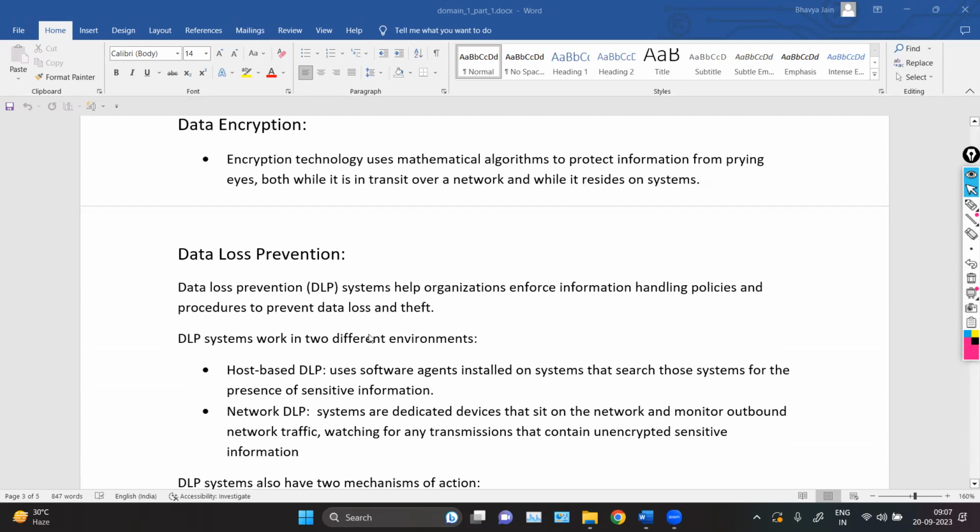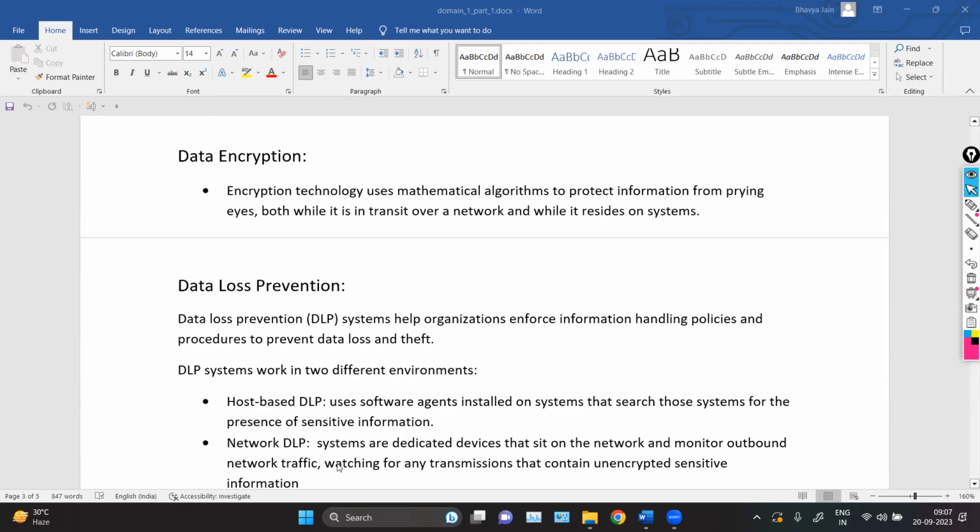Then lastly we have data encryption and data loss prevention. Data encryption is where encryption technology uses mathematical algorithms to protect information from prying eyes, both while it is in transit over a network and while it resides on your systems. So basically, encryption is the process of converting plain text into ciphertext.